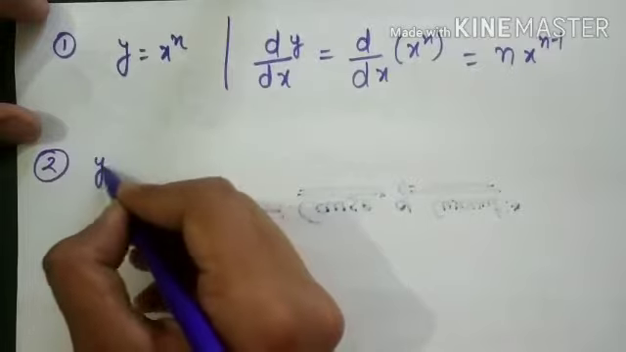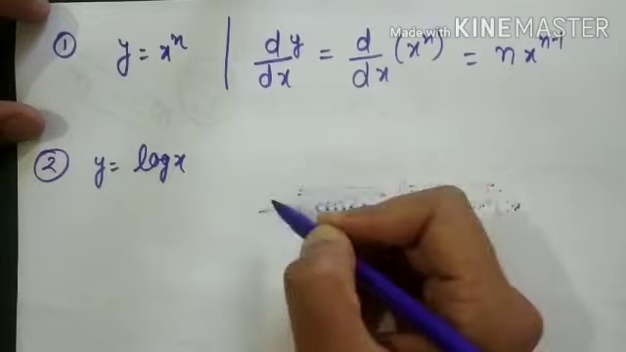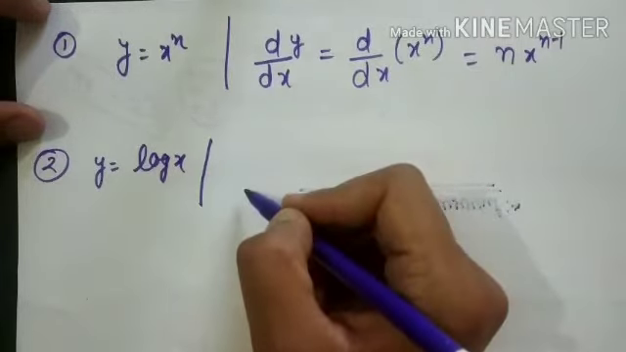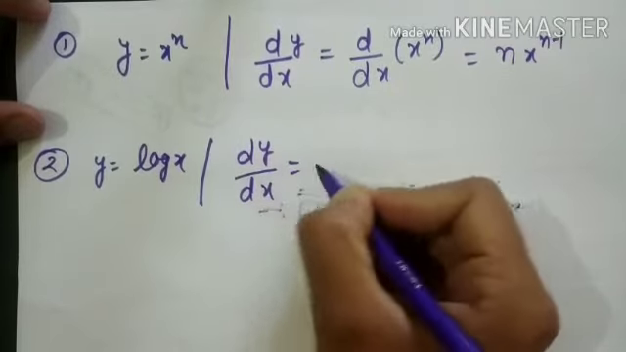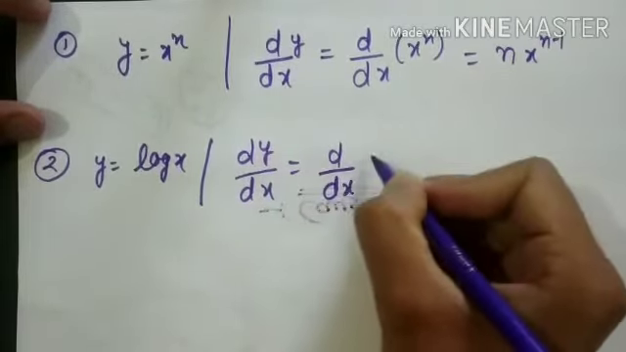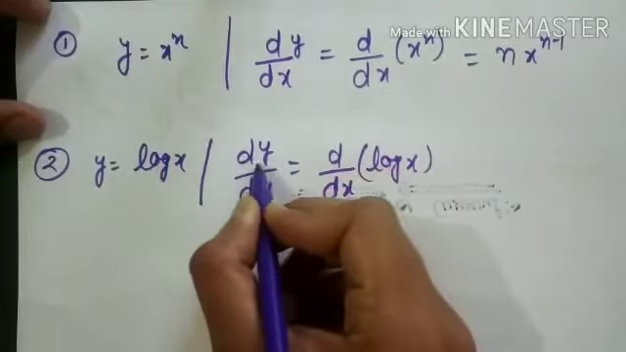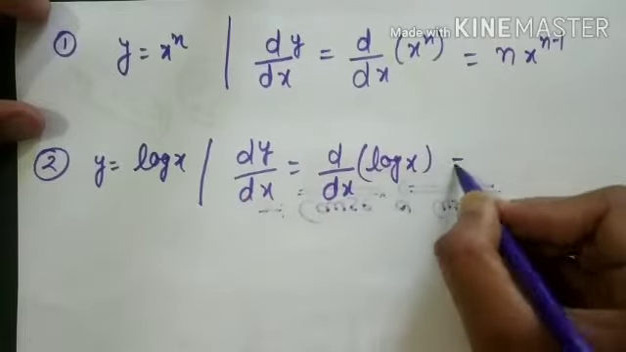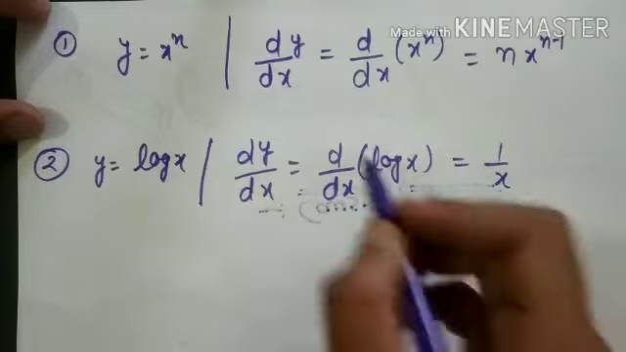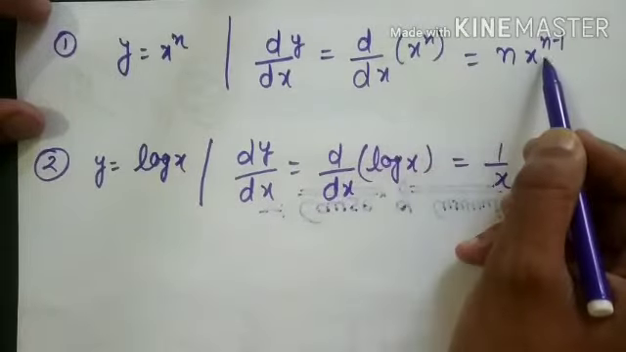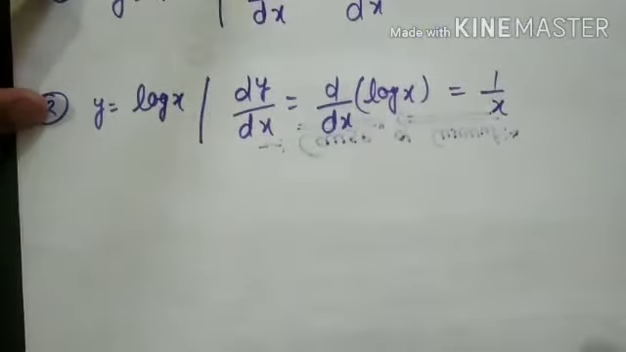Okay. If it is given that y is equal to log x, then differentiation dy by dx may be written as d by dx of log x, because it is given that y is equal to log x. So you will put the value of y here, and then the formula is 1 upon x. So differentiation of x to the power n is n x to the power n minus 1. Differentiation of log x is 1 by x.